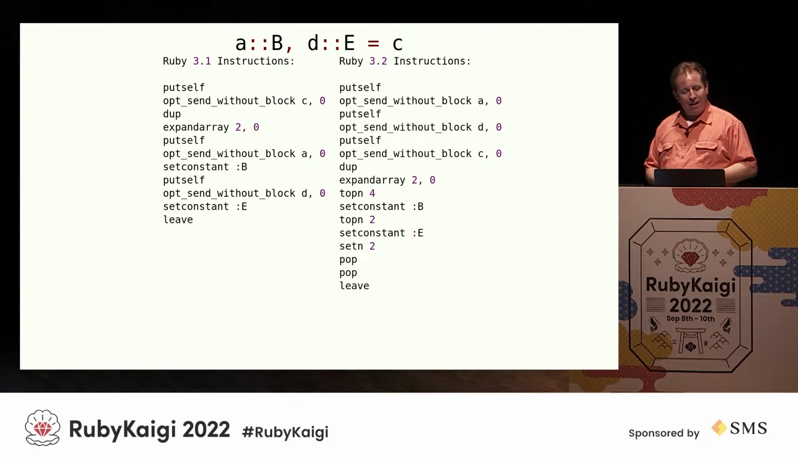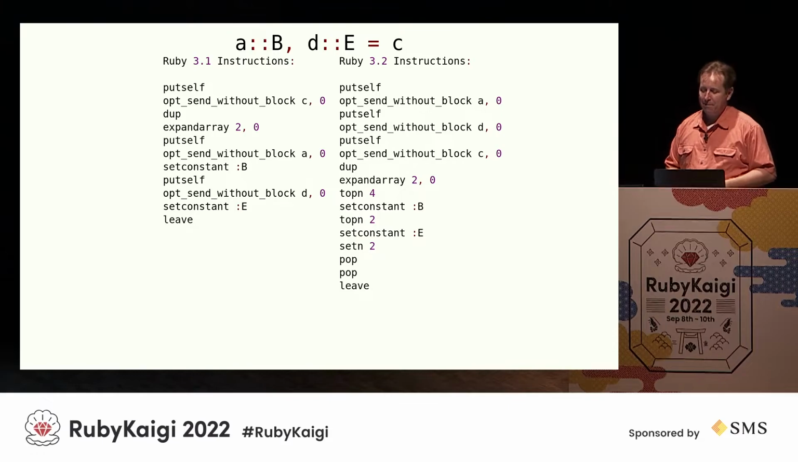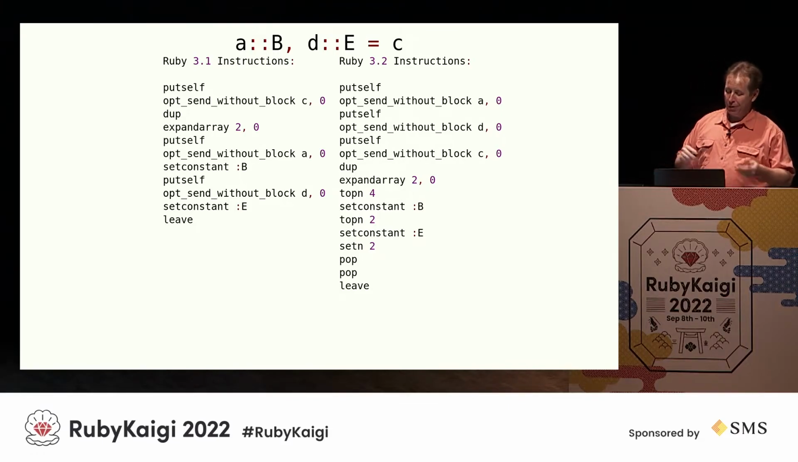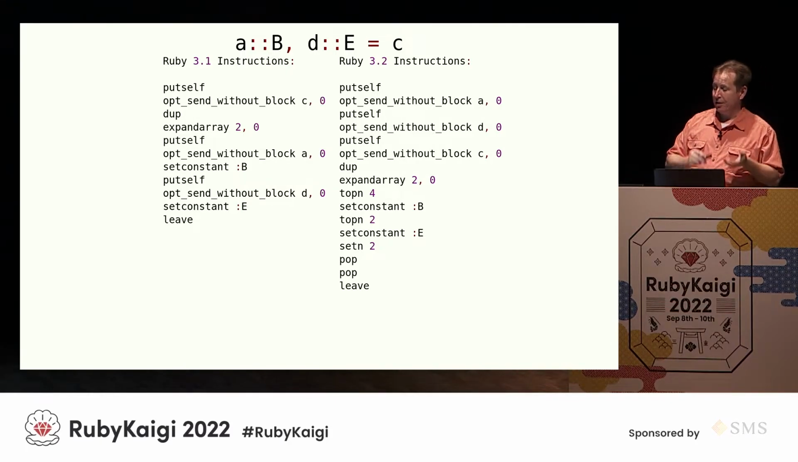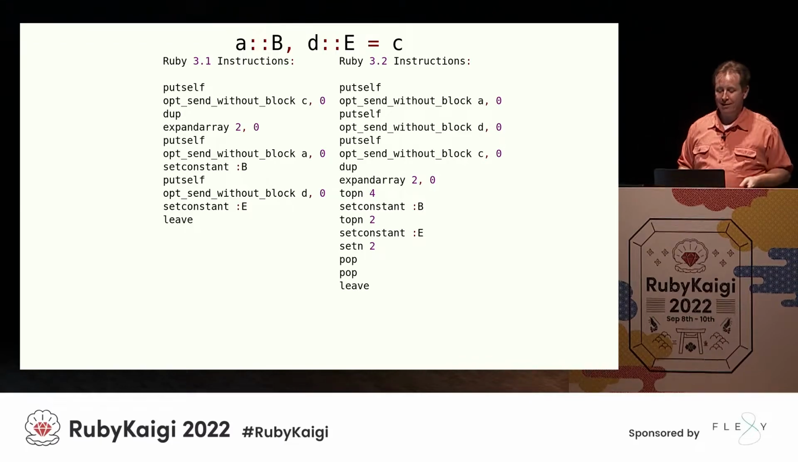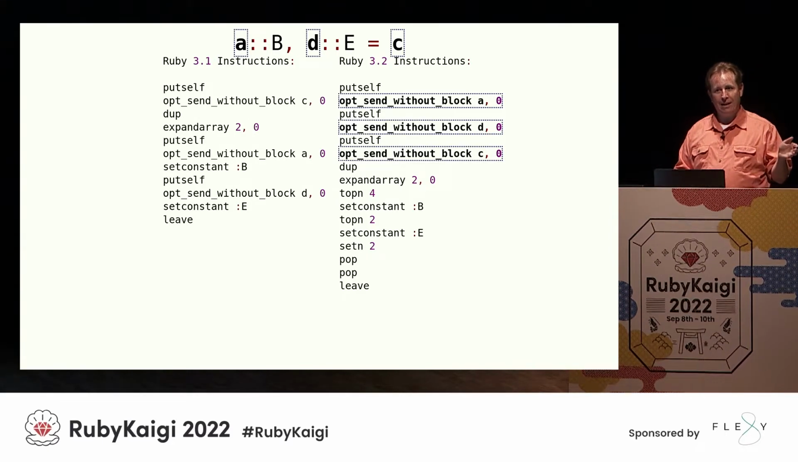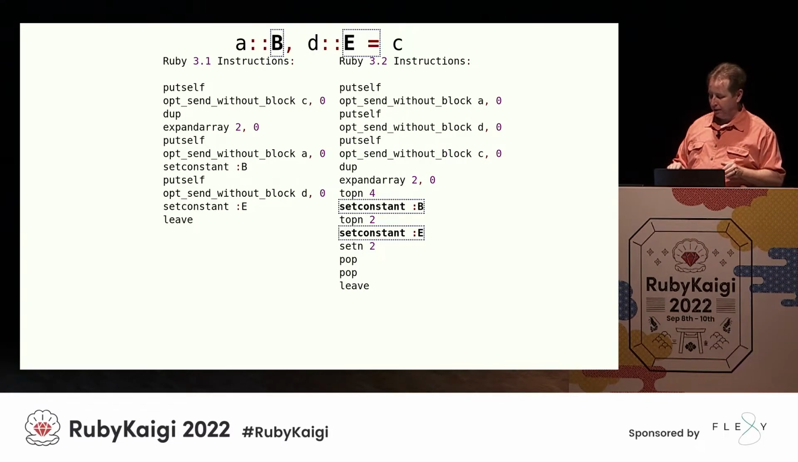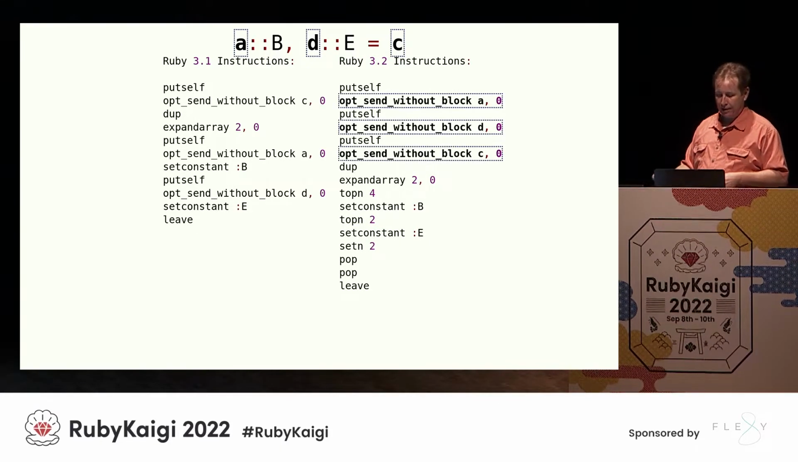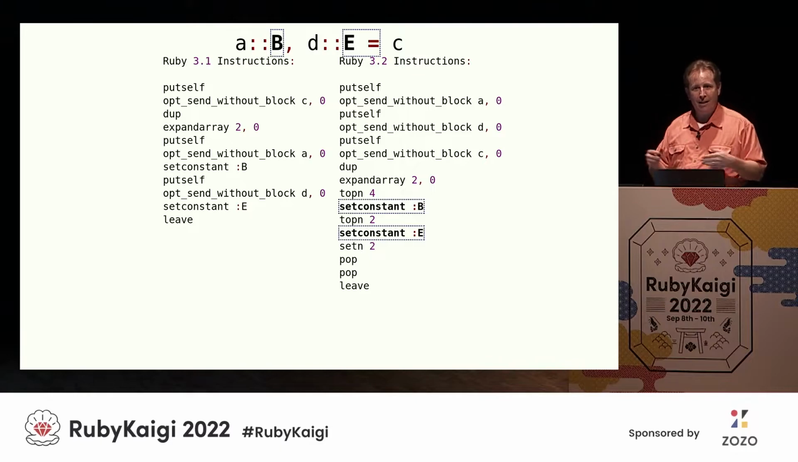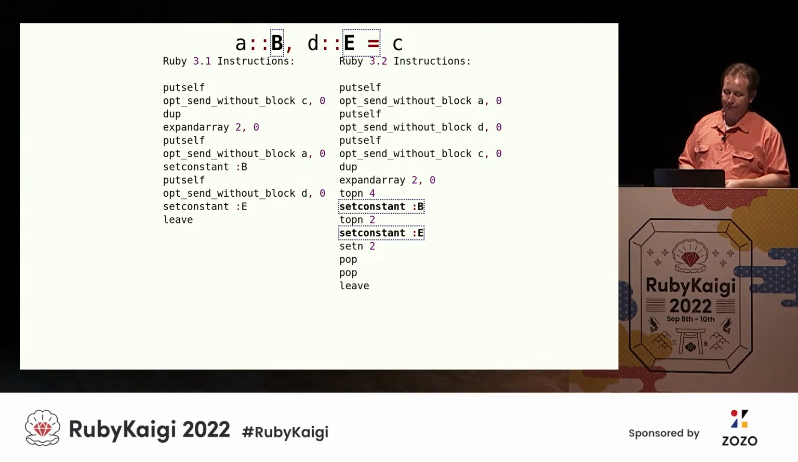Now, changing the evaluation order for single constant assignment actually broke compilation of constant assignment inside multiple assignment. So I had to update the compilation of multiple assignment to support left-to-right evaluation for constant assignment. As you would expect in Ruby 3.2, multiple assignments to constants follow the left-to-right evaluation principle, evaluating A and then D and then C, and then setting the B constant on A and the E constant on D.